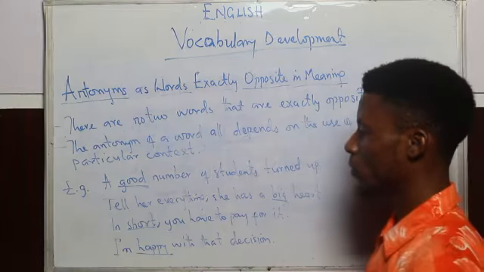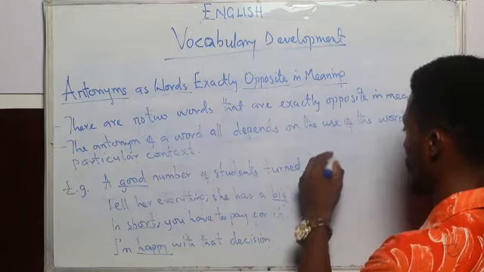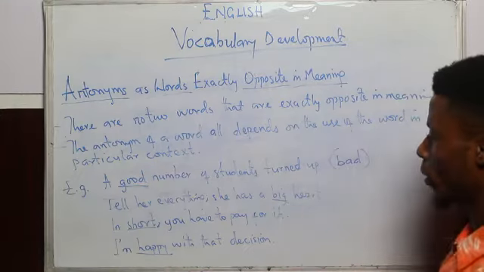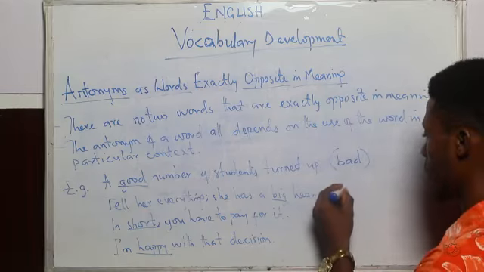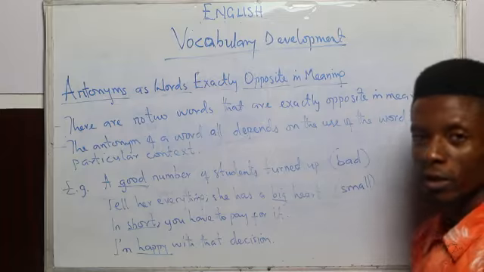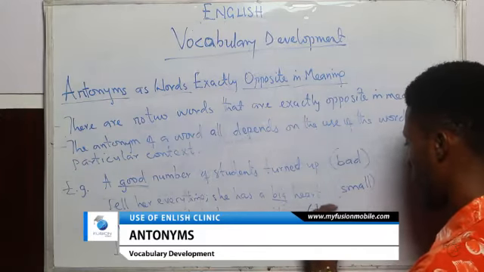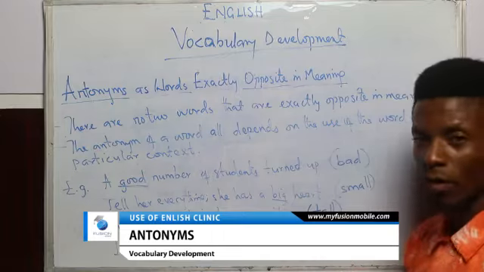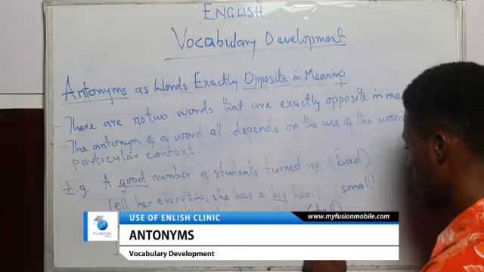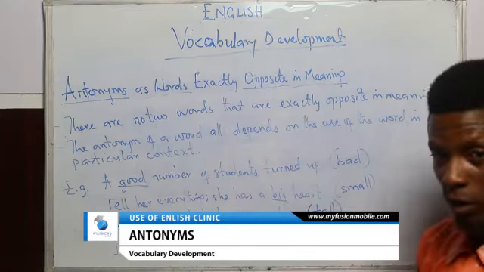Now, the opposite of good is bad. The opposite of big is small. The opposite of short is tall, while the opposite of happy is sad. These are the direct opposites of the words underlined.